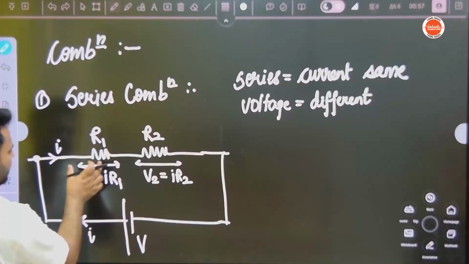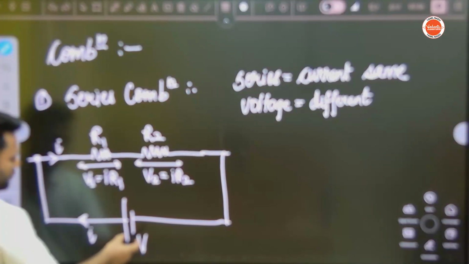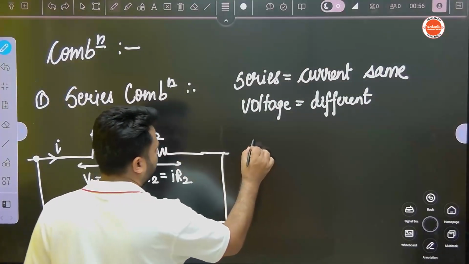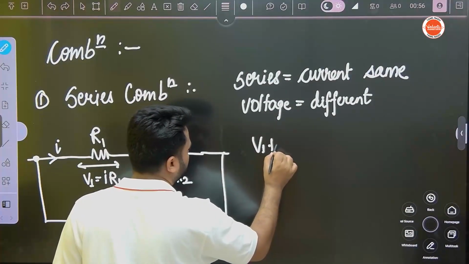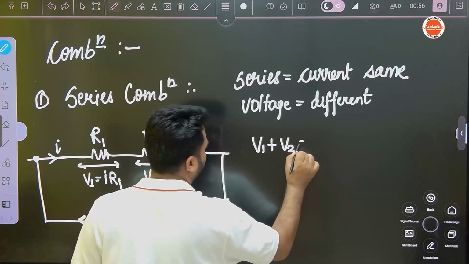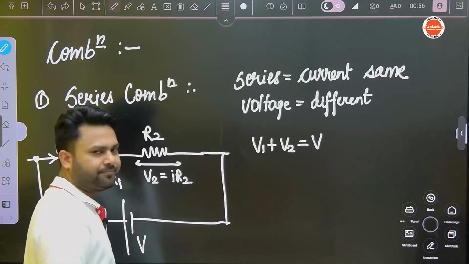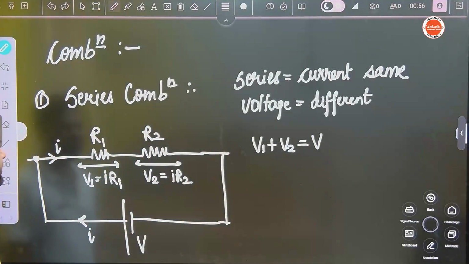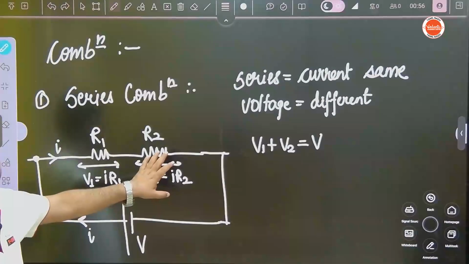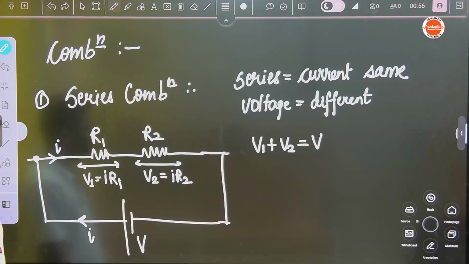Now always remember this V1 plus V2 should be equals to V. This voltage drop V1 plus voltage drop V2 should be equals to V. Correct. Very important. This voltage drop plus this voltage drop should be equals to V.